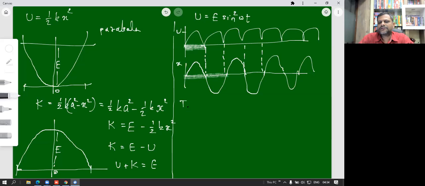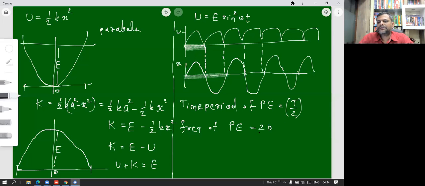So we can say that the time period of potential energy is T by 2, ये बात याद रखो ठीक से। And if you want to find out the frequency of variation of potential energy, it is again 2 times of n, where n is the frequency of particle itself. क्योंकि अगर पीरियड जो है वो अगर आधा हो गया पोटेंशियल एनर्जी का, तो फ्रीक्वेंसी का क्या होगा? जरूर डबल होगा, ठीक है ना?